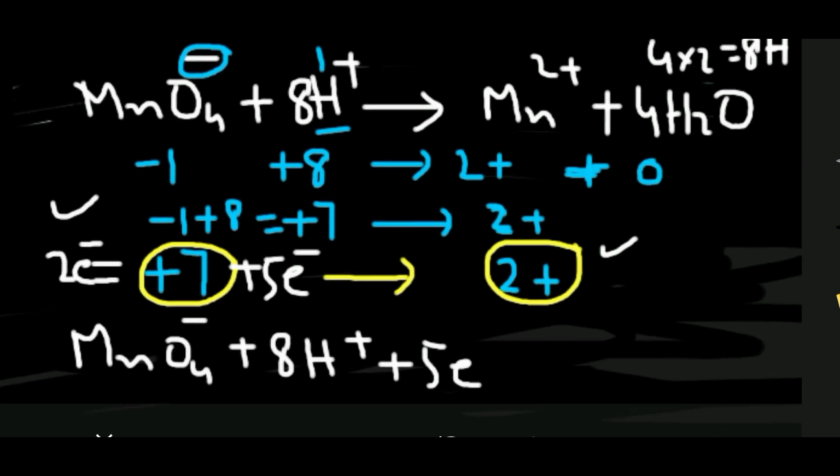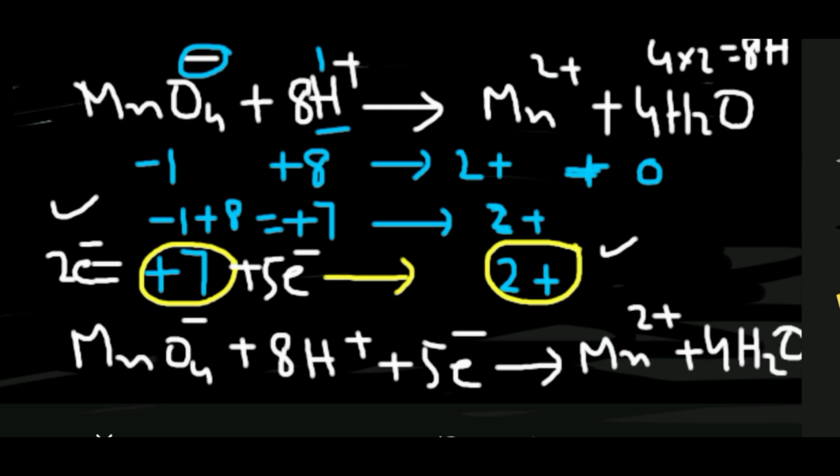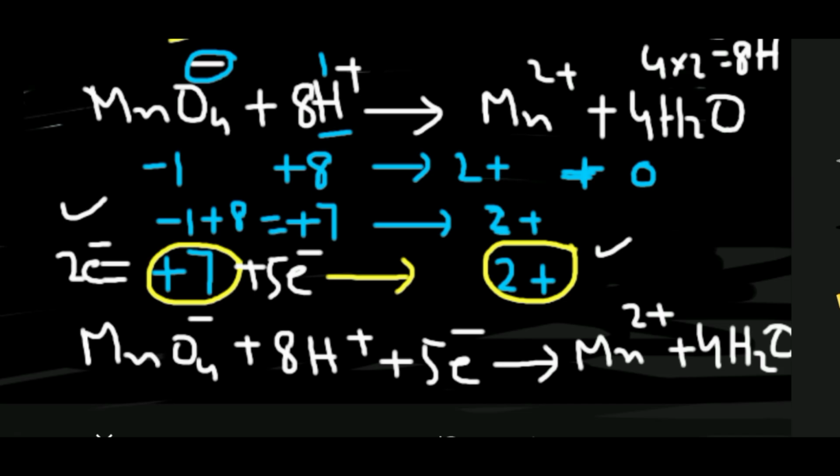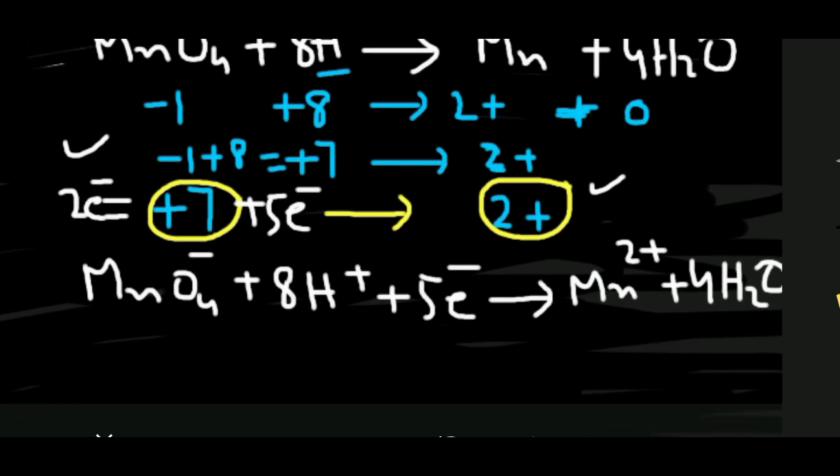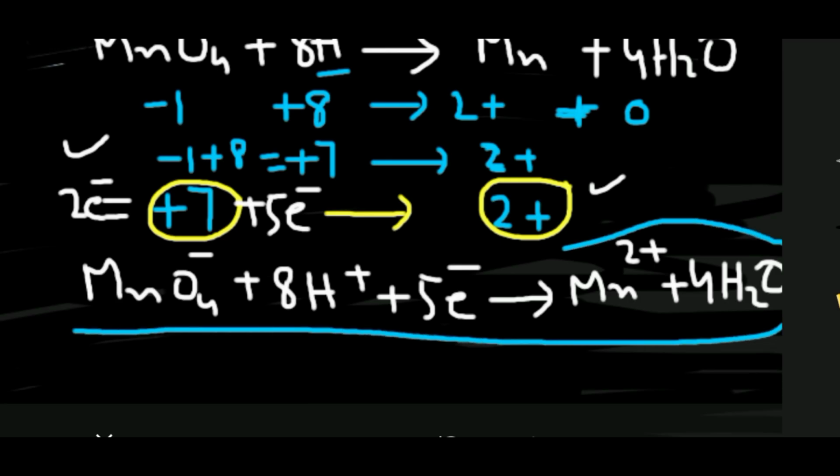So this 5 electrons, plus permanganate and 8 H plus, will be equal to manganese plus 2 plus 4 H2O. In this case the charge has been balanced by adding 5 electrons on the reactant side. So this is our equation number 1.